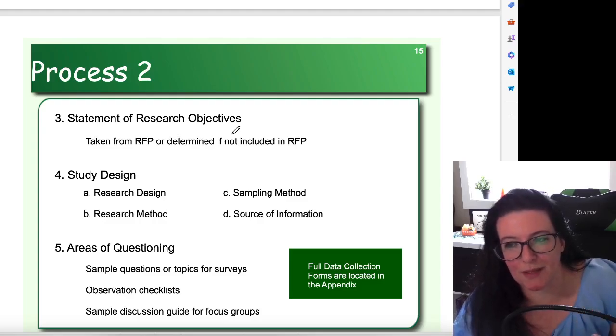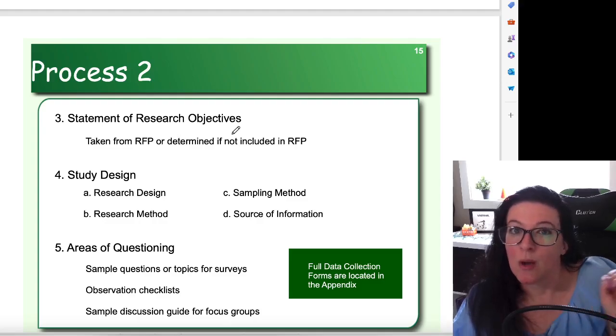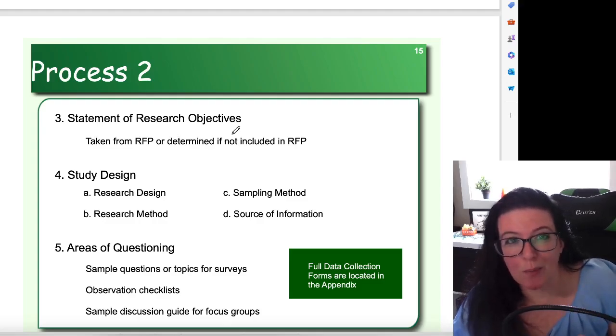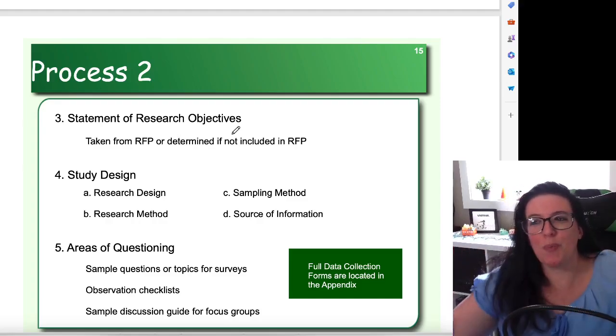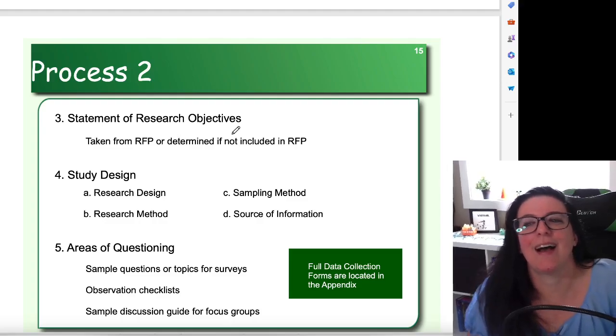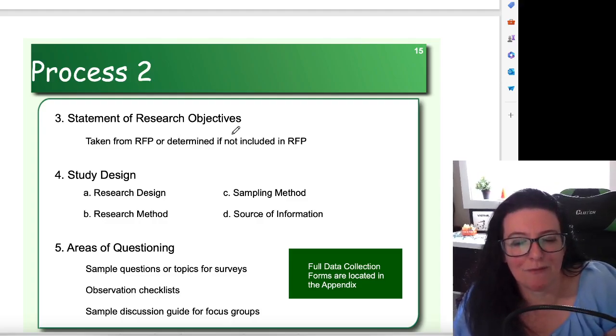to get your participants? What is your sampling method? Is it a probability sample, a non-probability sample? Does it represent the greater group? Who is the greater group? And how are you going to go about collecting that information?